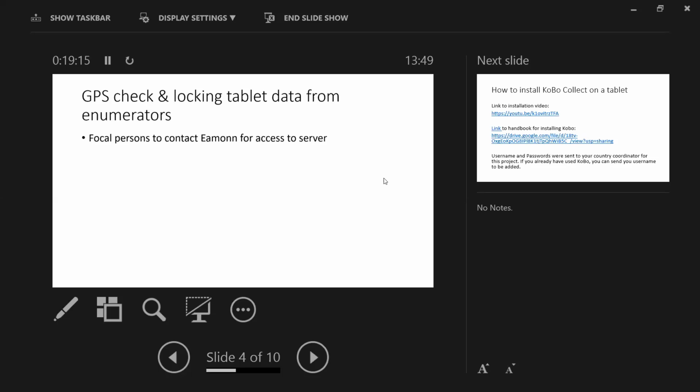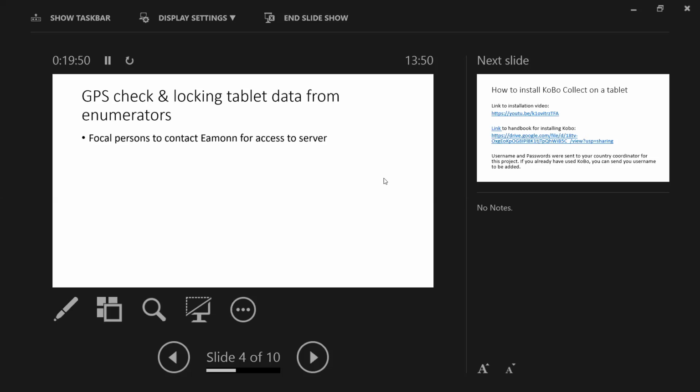In particular, for the African countries, we've sometimes had experience, when hiring external enumerators to collect data, that they may not be moving around. So the focal persons for the African countries in particular will need to go into the database to check the quality of the data that is coming in. Otherwise, it will be a shame when we collect 120 information and we find out that the data is not reliable. So this is talking about the GPS check.